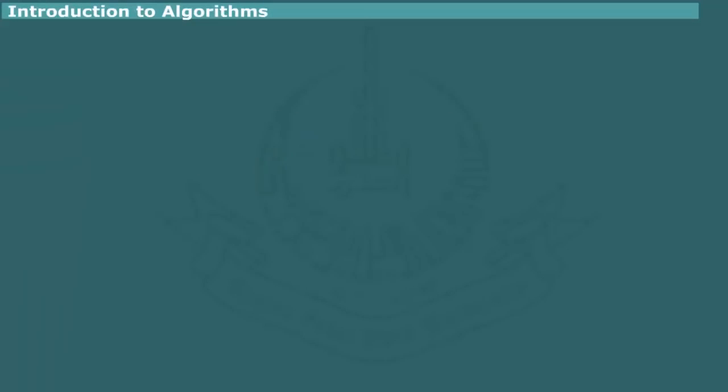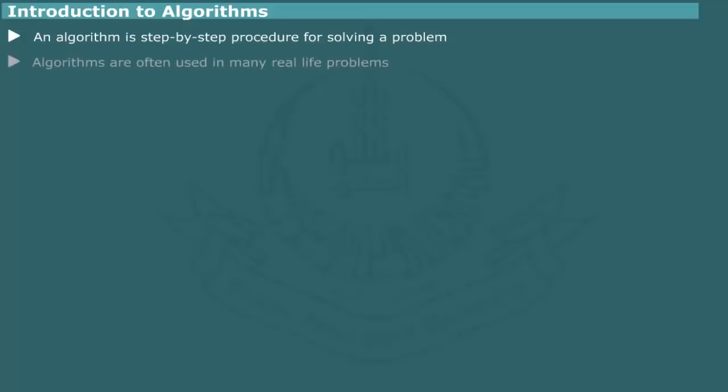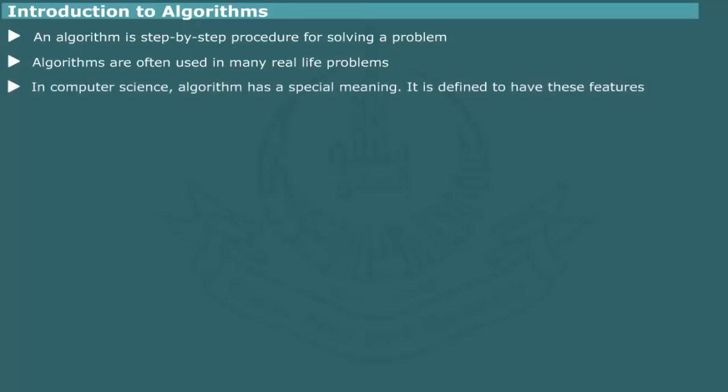Introduction. An algorithm is a step-by-step procedure for solving a problem. This is a notion generally applicable to problems encountered in real life. A cooking recipe, for instance, might be designated as an algorithm. However, in computer science, algorithm has a special meaning. Formally, it is defined as a step-by-step procedure with the following characteristics.